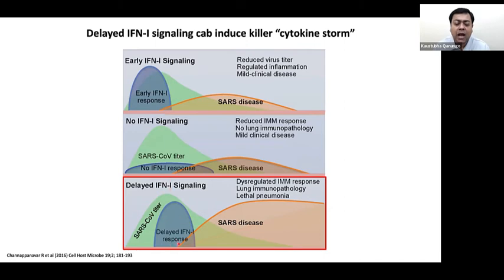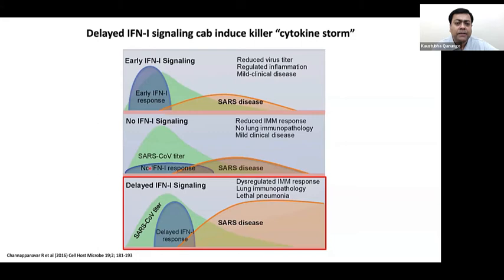And at that time, suddenly your immune system wakes up and sees this much of virus and this much of IFN, and this will cause a huge amount of cytokine release. And this blast of the cytokine release is known as the cytokine storm, and that is the lung immunopathology, and a lethal pneumonia is caused by this.